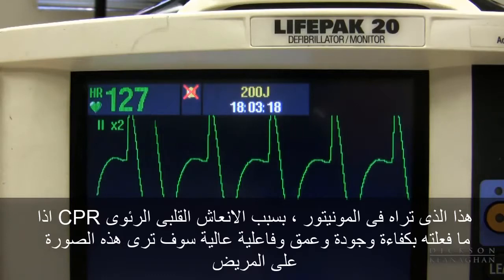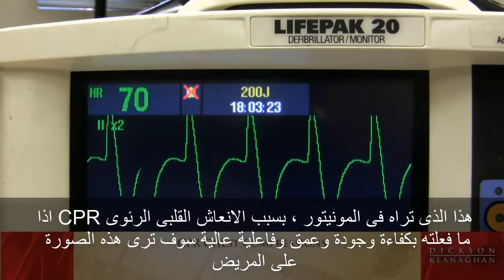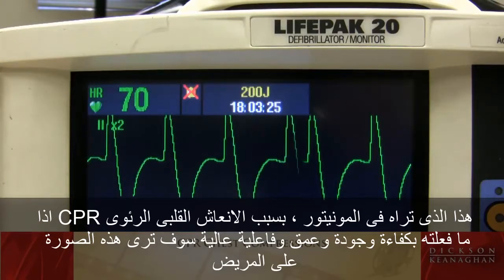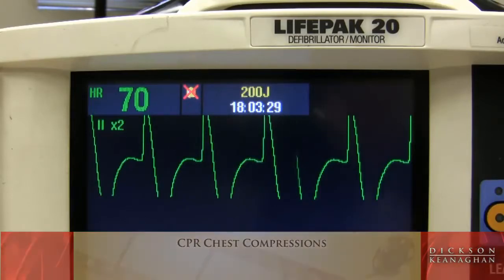This is what you might see on a cardiac monitor when they're doing CPR, compressions on a patient's chest. If they're doing deep, effective, high-quality CPR, you will see this picture on your monitor.